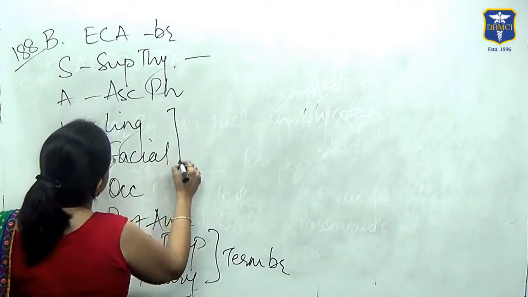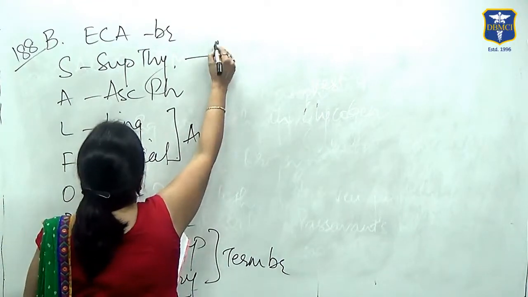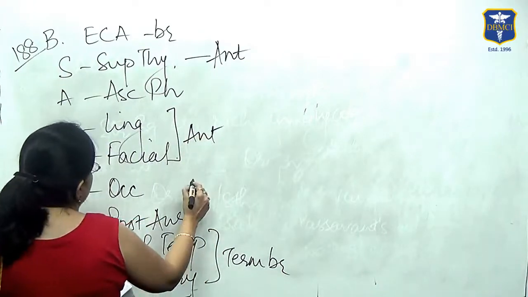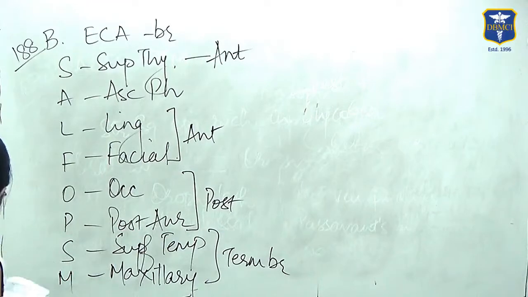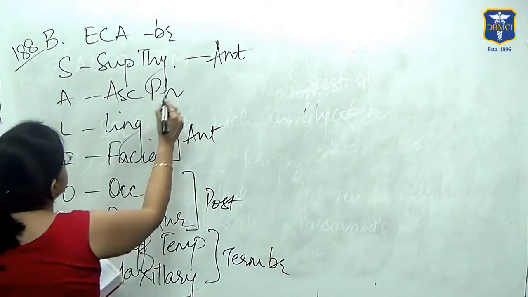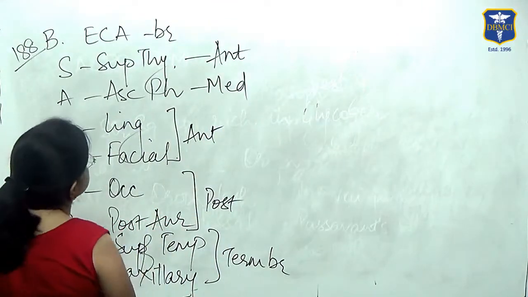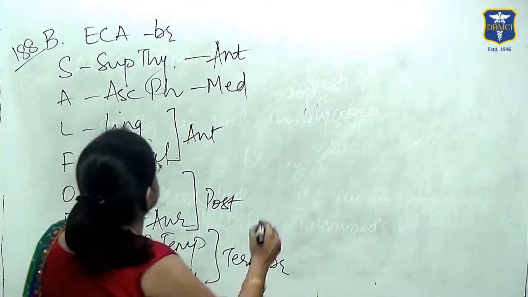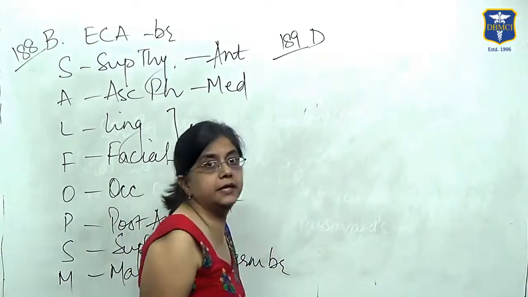These two are the terminal branches. Superior thyroid, lingual and facial are present anteriorly. Occipital and posterior auricular are present posteriorly. Ascending pharyngeal is present medially, and these two are the terminal branches. Question 189, the answer is D.